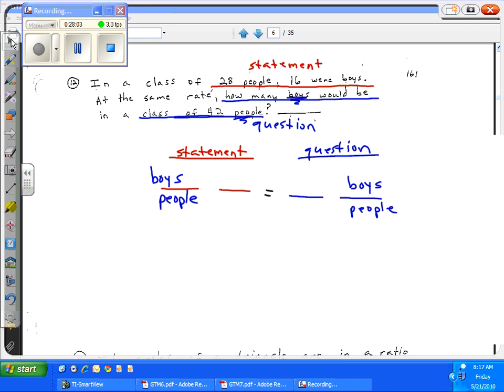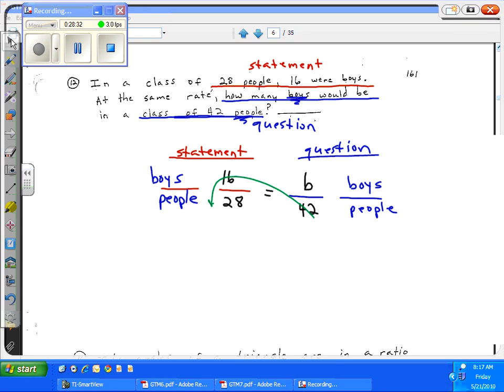Sometimes it'll give you boys and girls in the statement. You have to add them up to get people. Remember that? Kind of deals with that on page 56 of the Algebra 1 text. So we fill in the question ratio first. The question is how many boys we don't know. We'll go to 42 people we do know. And then we go to the statement, and the statement is how many boys, 16, to people, 28, and so we have a proportion.